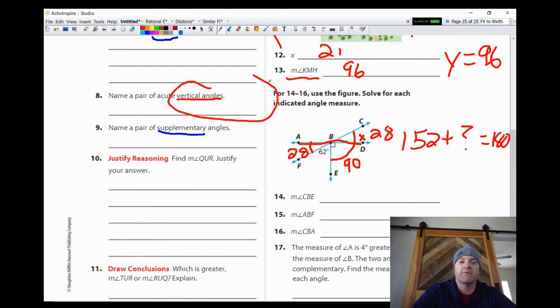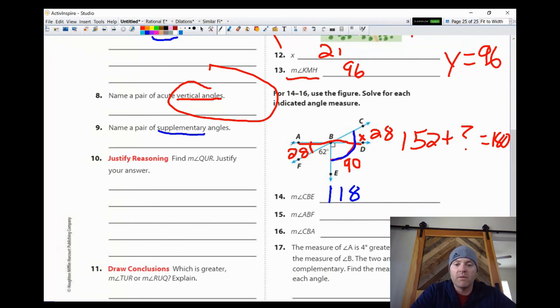So this entire angle, and I'm going to do this in blue now, okay? This entire angle from here all the way to there is 28 plus the 90. That's going to be 118, okay?